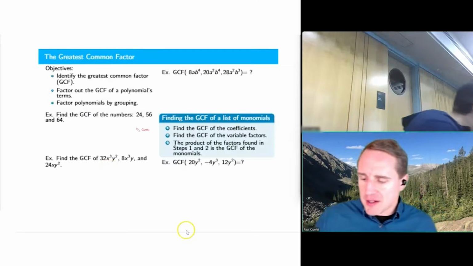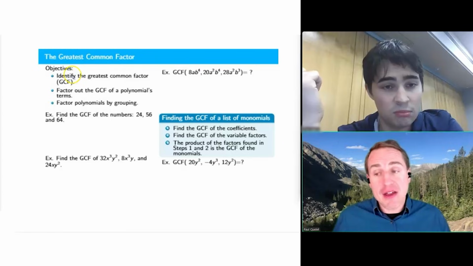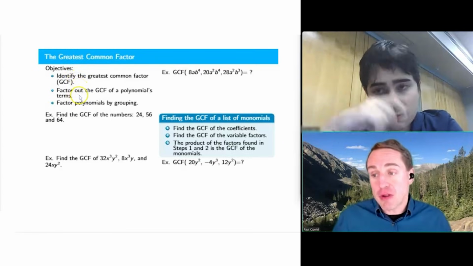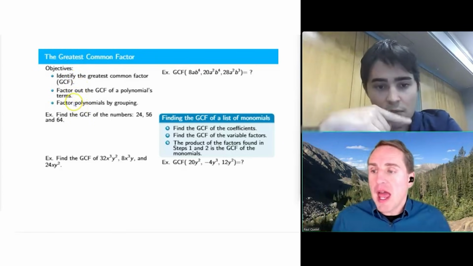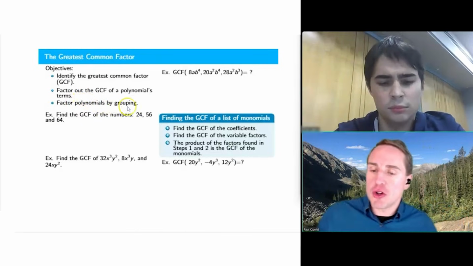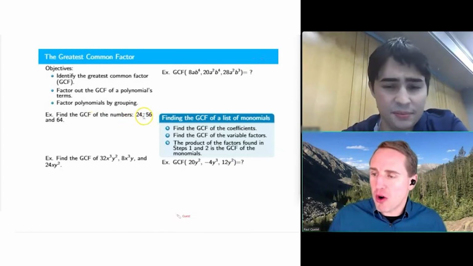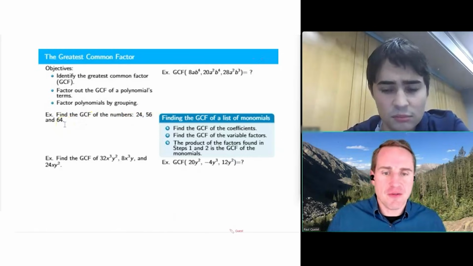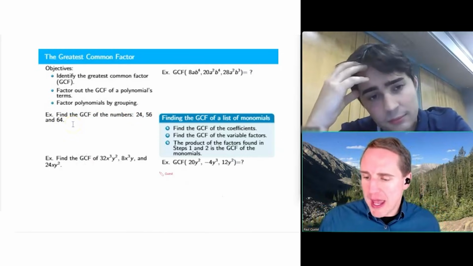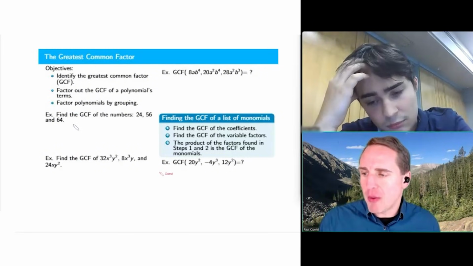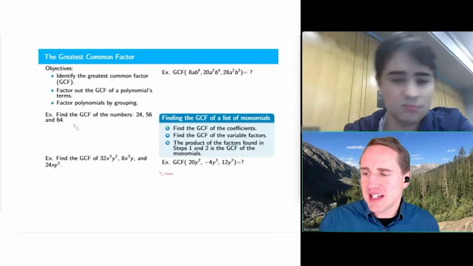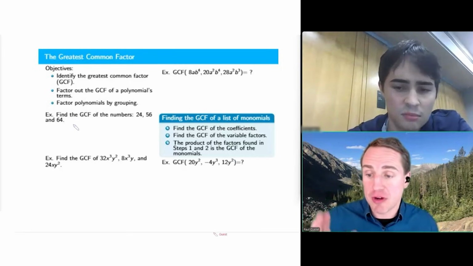All right, so let's get into this in some detail. We identify the greatest common factor, GCF, and factor out the GCF from a polynomial's terms, and thus factor polynomials, also by grouping. Find the GCF of the numbers 24, 56, and 64. What's probably a good way to be sure that we dissect these numbers such that we're sure we get the greatest common factor?